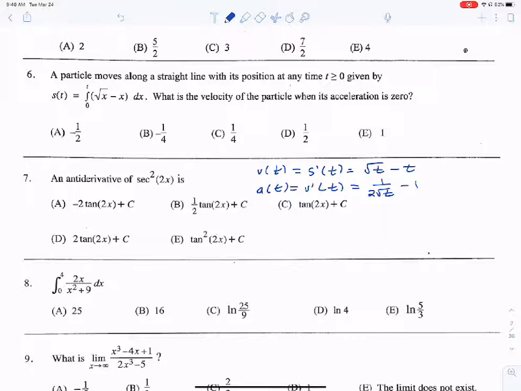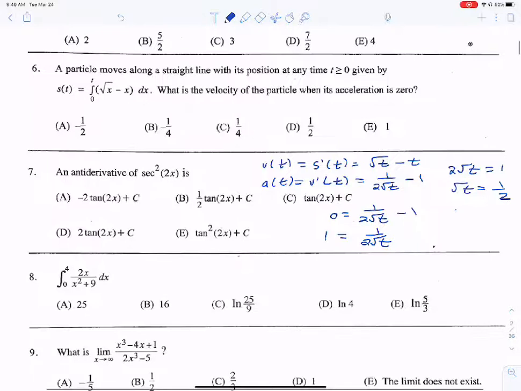So what is the velocity of the particle when the acceleration is 0? So now I'm going to set that acceleration equal to 0. So I'm going to say 0 equals 1 over 2 root t minus 1. So what do we get? 1 equals 1 over 2 root t, and I get 2 root t equals 1, root t equals 1/2, so I'm going to square both sides, t equals 1/4.